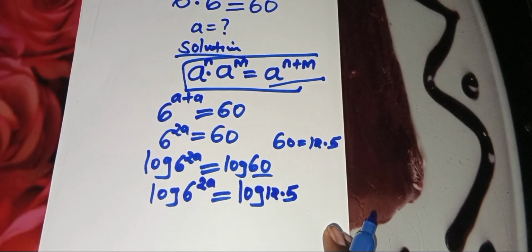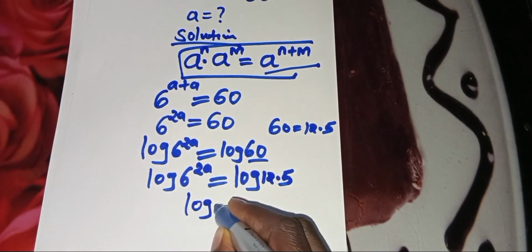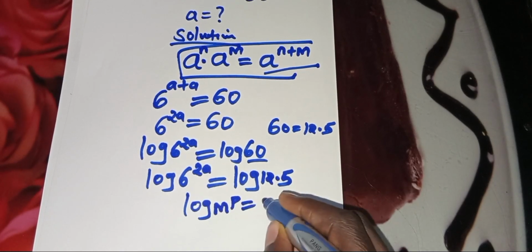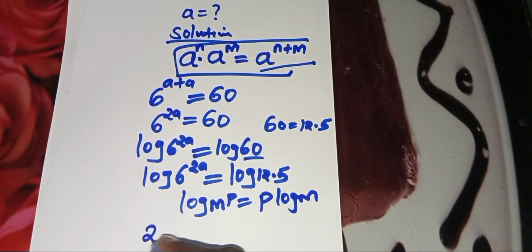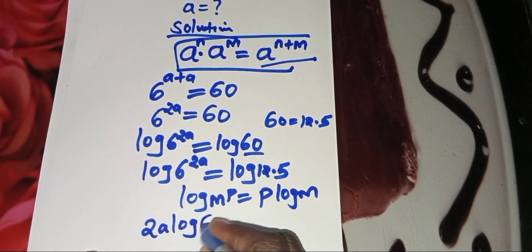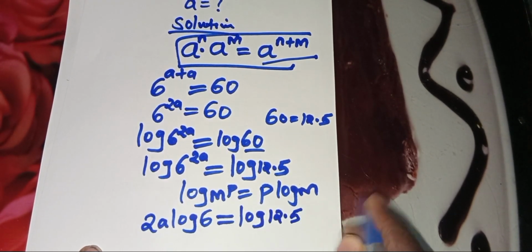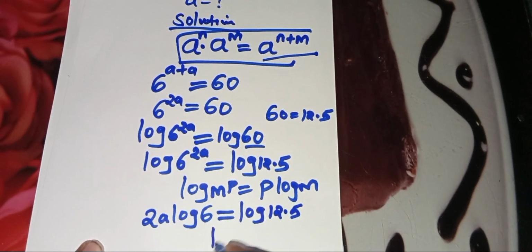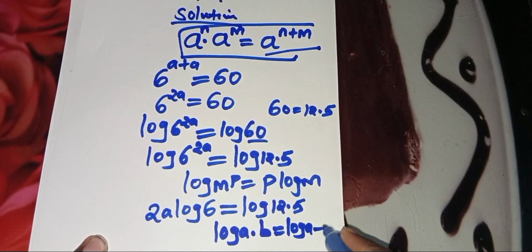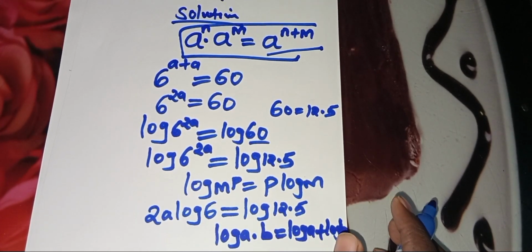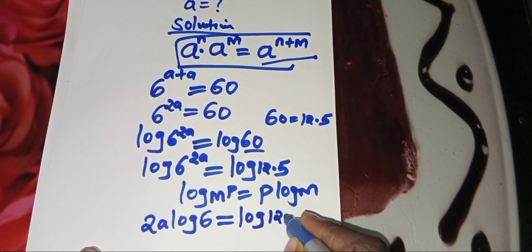By introducing the logarithm identity, if you have log m raised to power p, this can be expressed as p log m, so that now we're going to have 2a log 6. This is equal to log 12 multiplied by 5. If you have log a multiplied by b, this can be expressed as log a plus log b.